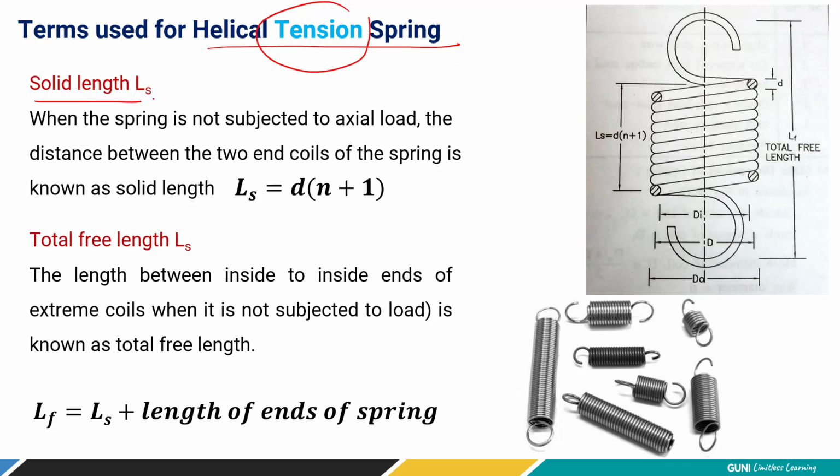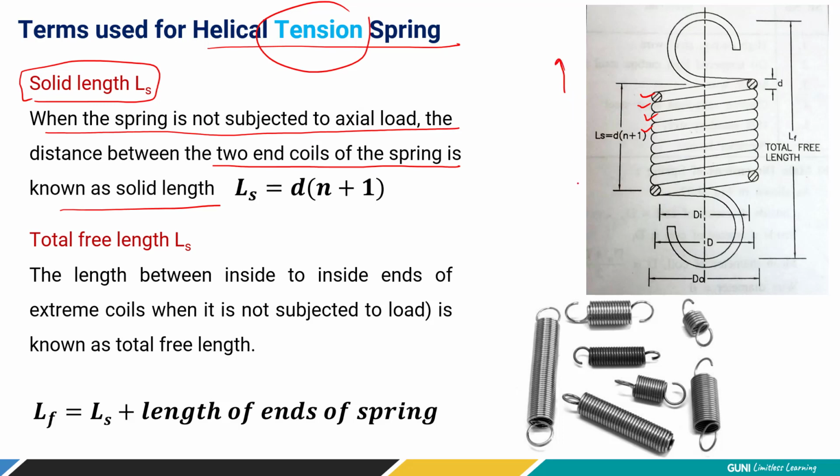Now what are the terms? The first term is solid length. Here, when the spring is not subjected to axial load, see, the definition has changed, right? When there is no load applied, the distance between the two ends of the spring is known as solid length. What's the difference between the tension spring and the compression spring? In a tension spring, each turn is already in contact with the other. Why? Because it's of a tension nature. You have to apply the tensile load and then it's going to expand. Otherwise, it's not going to work, right?